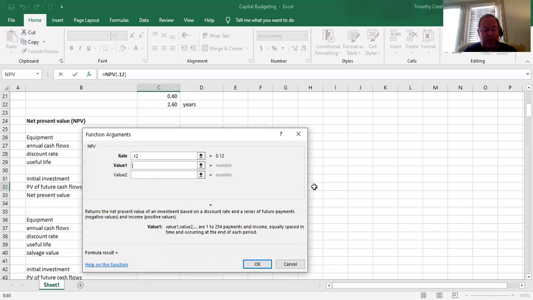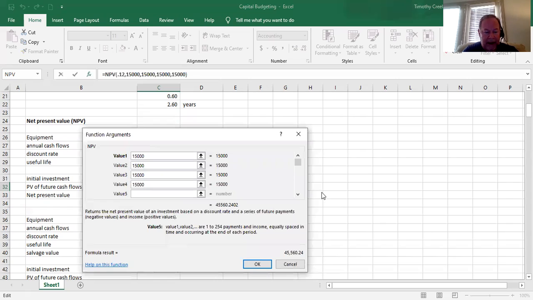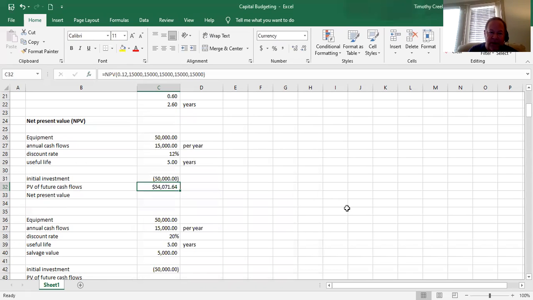So in this case, this piece of equipment is going to give us 15,000 in year 1, 15,000 in year 2, 15,000 in year 3, 15,000 in year 4, and 15,000 in year 5. And I click OK. And the present value of the future cash flows is $54,071.64.